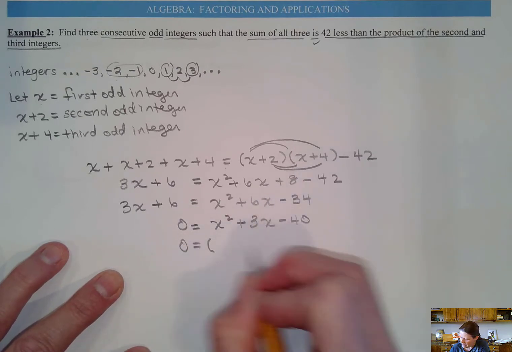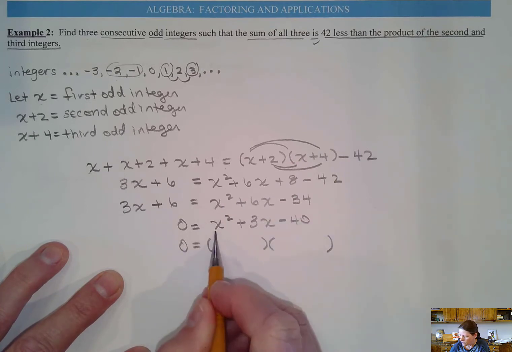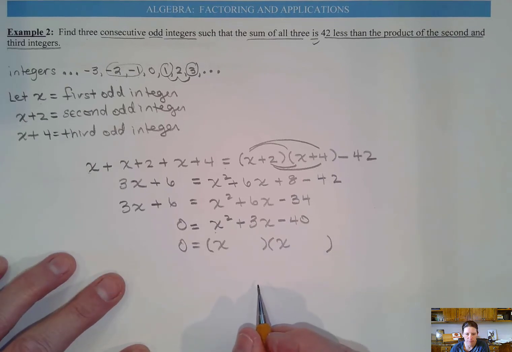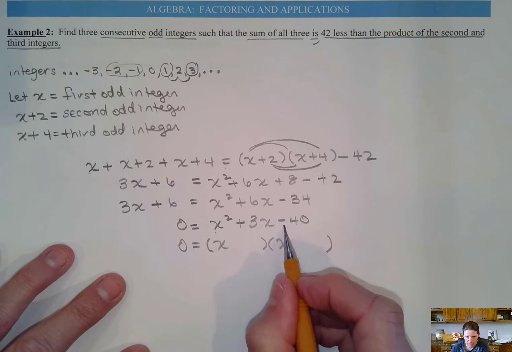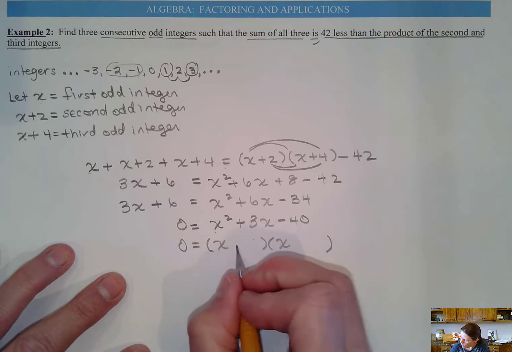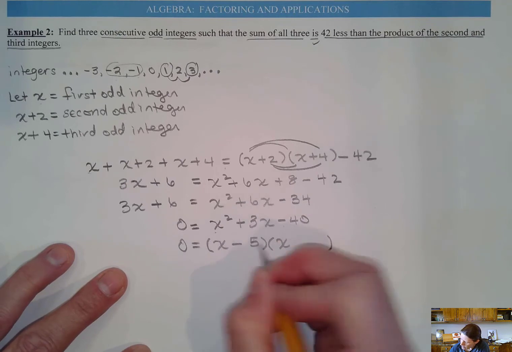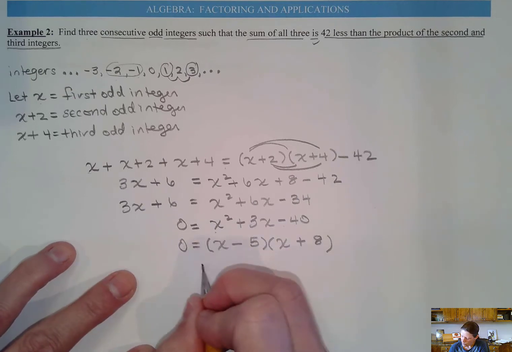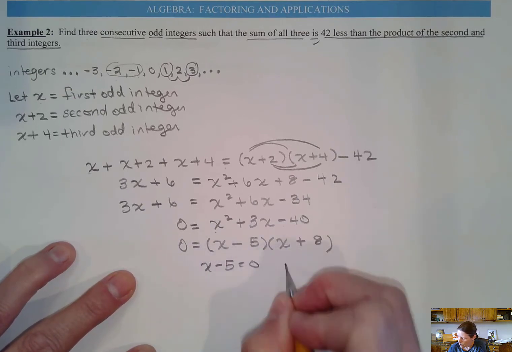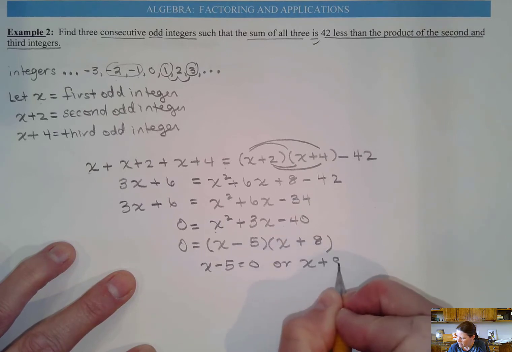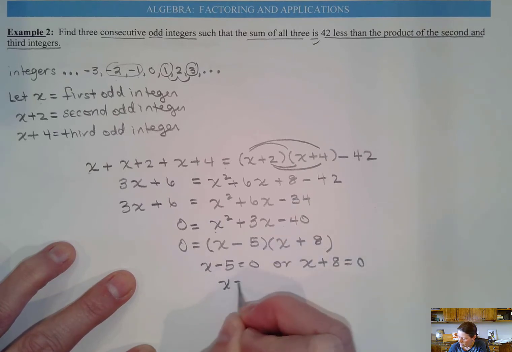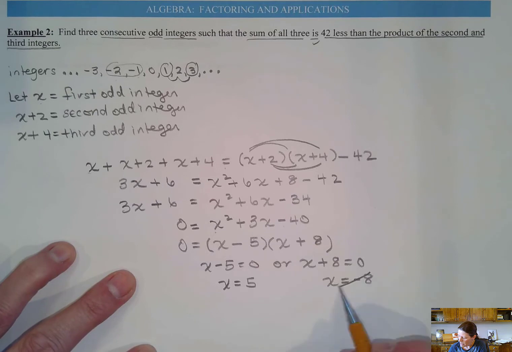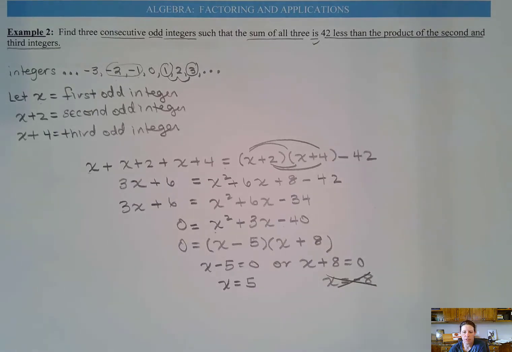And next, let's factor. This is a trinomial with a leading coefficient of 1. So we know our first terms in these factors must both be x. Factors of negative 40 that sum to 3 are minus 5 and plus 8. Zero factor property: x minus 5 is 0, or x plus 8 is 0, which gives x equal 5 or x equal negative 8.